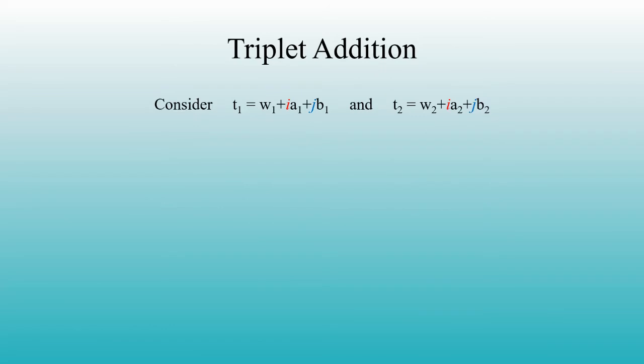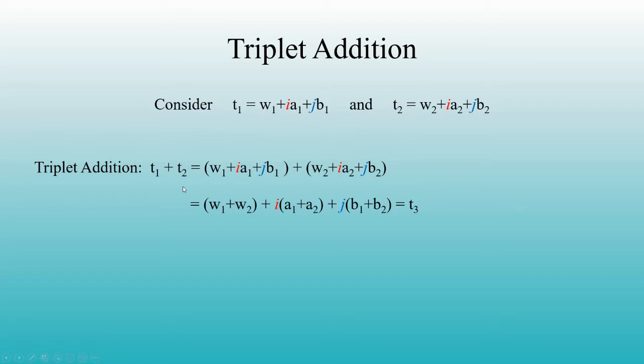Hamilton's addition of his triplets starts out fine. This isn't quite the notation that Hamilton used, but it's similar. Let us define T1, T for triplet, as a real component characterized by the coefficient W1, and an I and a J component characterized by the coefficients A1 and B1, and then the same for T2. Following this approach used for complex numbers, he adds the 2 triplets like this, and then goes off and gets this, which is a satisfactory T3. He sees that, at the very least, T3 has the form of another triplet, a real component, an I component, and a J component. So far, so good.